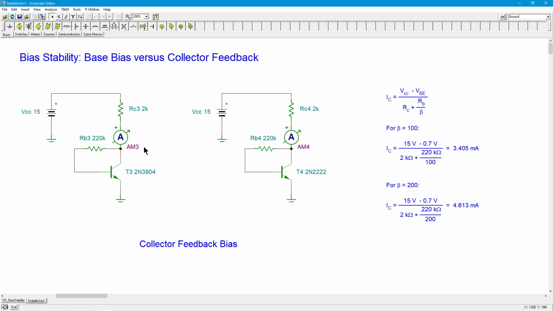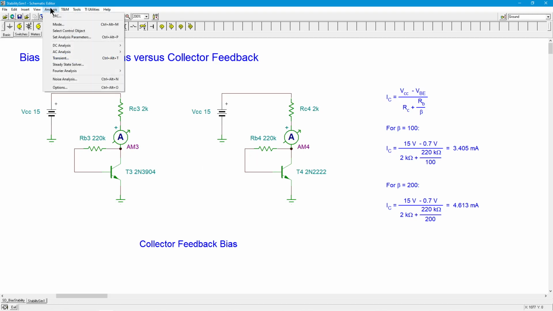All right, so let's do a sim and see what we get here, right? Again, we're doing this 100 to 200 to kind of bookend this and see what's possible, what's sort of realistic, all right?